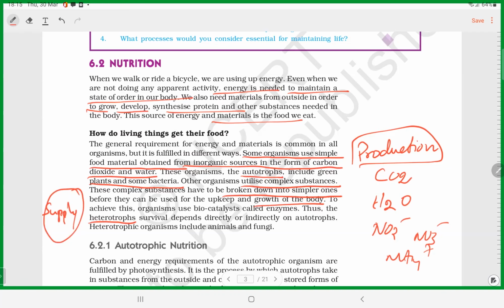Okay? Heterotrophs. Give me examples of heterotrophs. Animals, fungi. Okay, we depend on autotrophs. We cannot produce food directly, but we depend on them. They should give, otherwise there is no food for us. Okay, autotrophs. Is it clear? So, based on nutrition, there are autotrophs and heterotrophs.